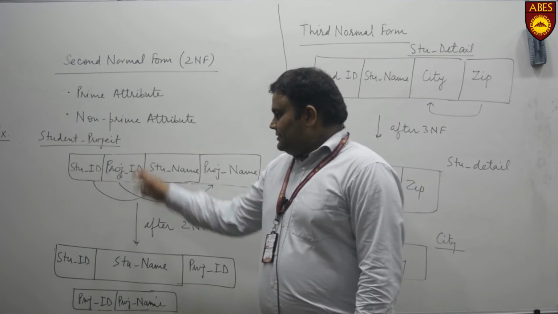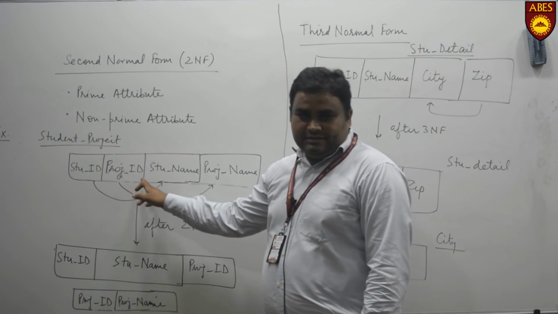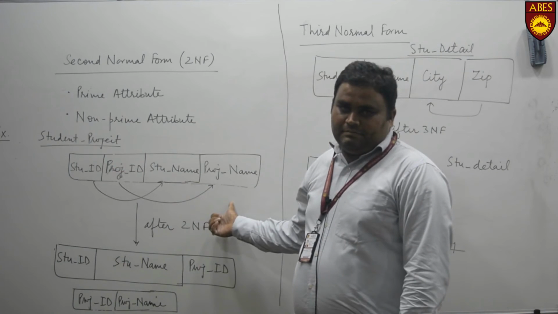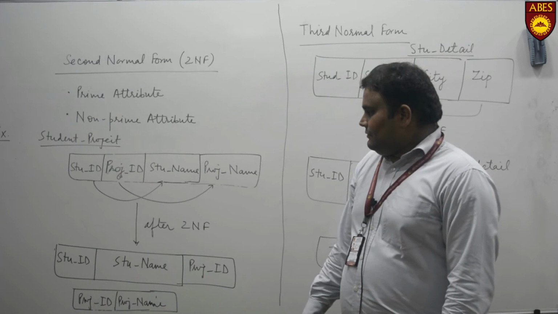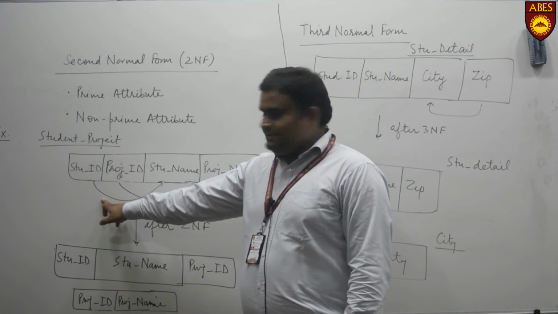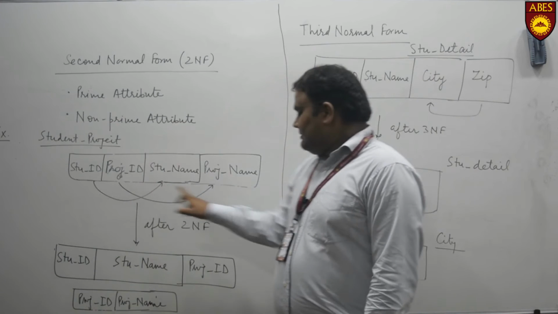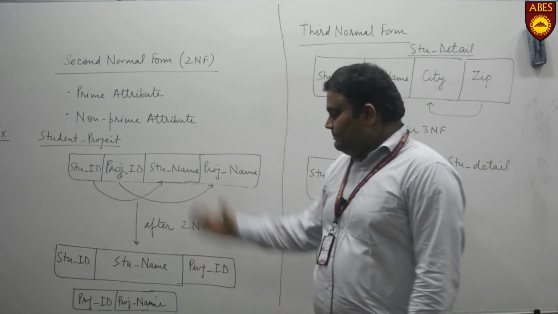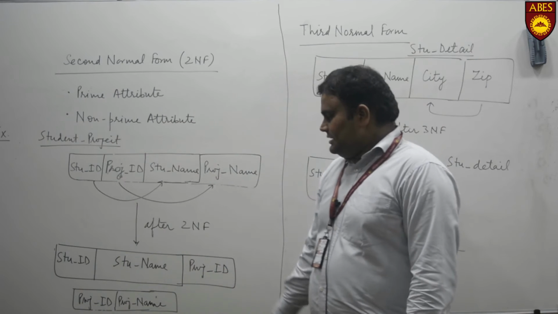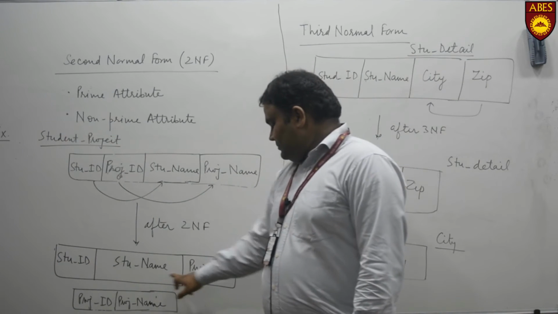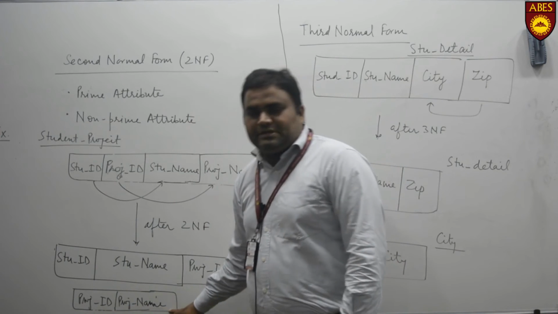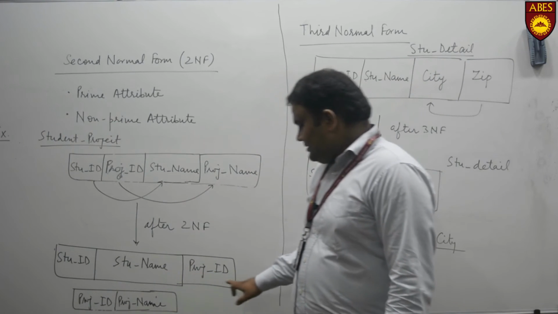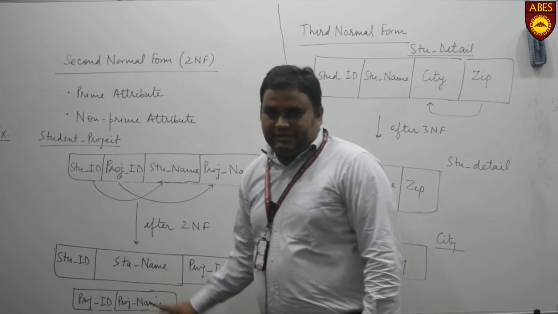In the student project example, student ID and project ID together form the candidate key. Both must determine student name and project name by functional dependency, but we can see that student ID alone also determines student name and project ID alone also determines project name. In this case a partial dependency exists, so we break this relation into two relations. The first relation is student ID, student name, project ID, and the second relation is project ID and project name. Now student ID can determine student name and project ID, and project ID determines project name.